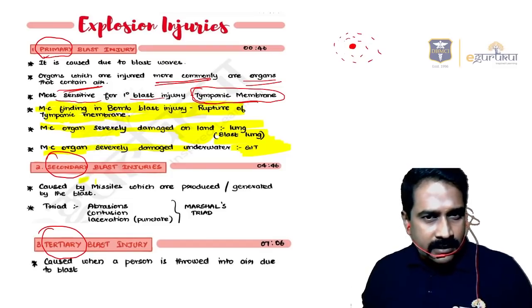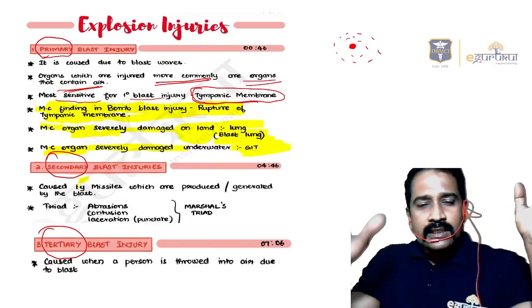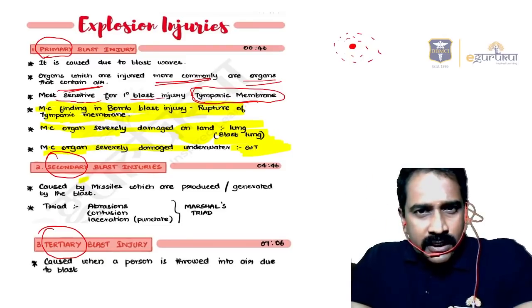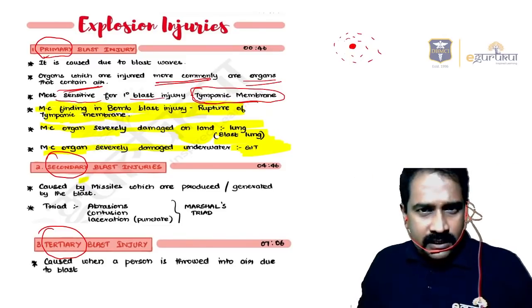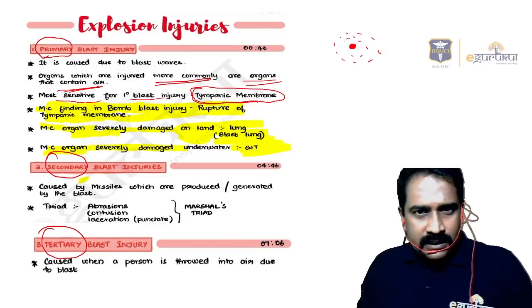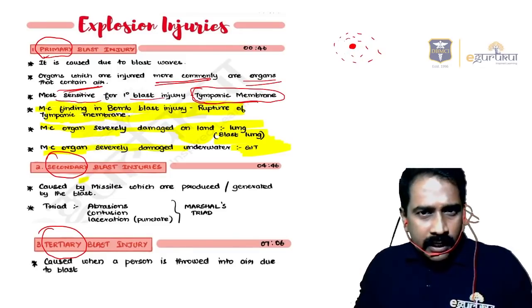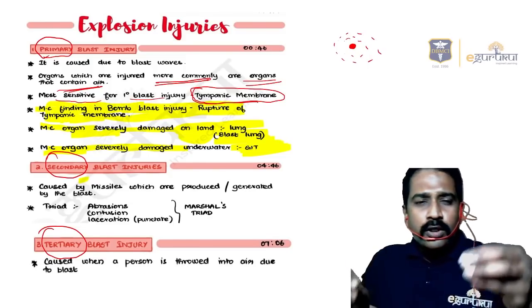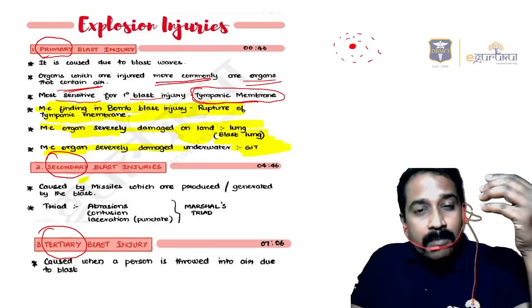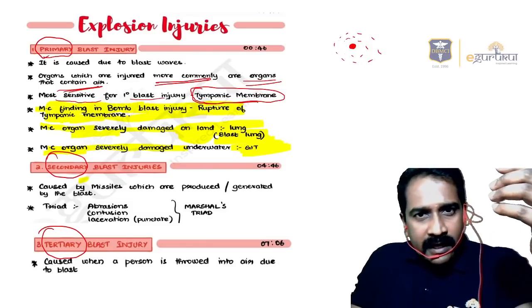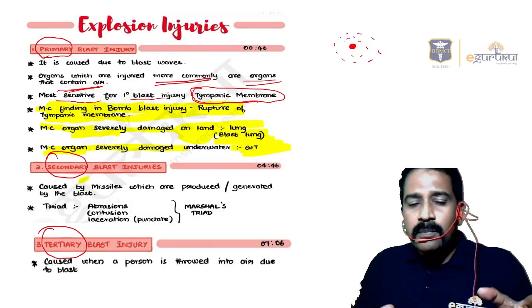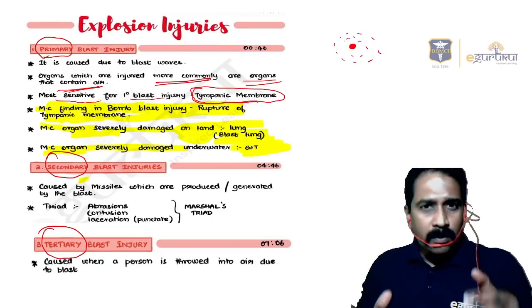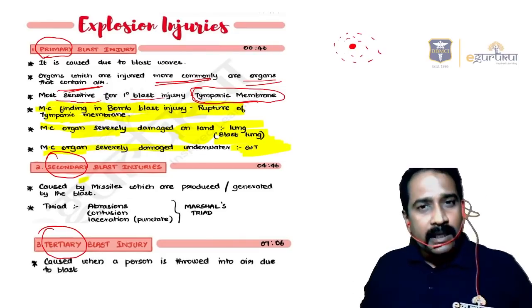Okay. Then secondary blast injuries. Whenever there is a blast or an explosion, the things around the blast get shattered into pieces, like a log of wood, some metal, some glass pieces, some stone, a big boulder. So pieces of this metal, wood, or stone act like a missile. They fly and cause injuries to the body. Those are called secondary blast injuries.